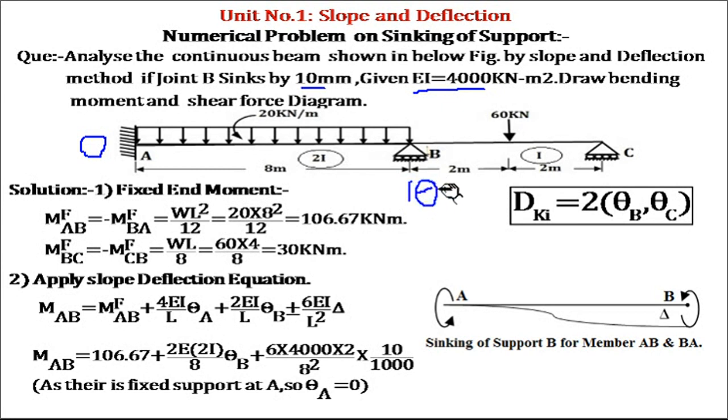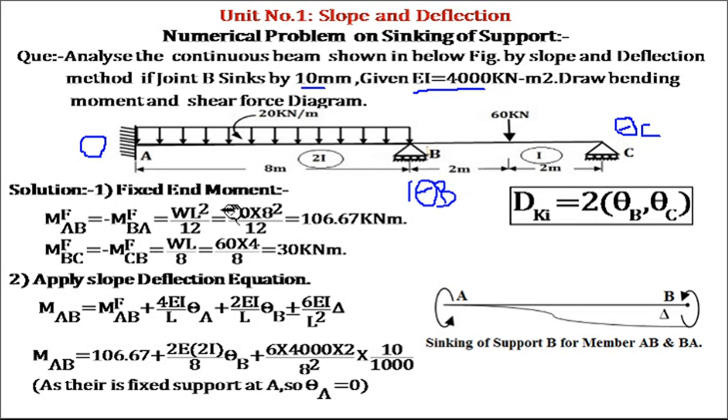At C, the degree of freedom will be 1, and that will be theta C. So for roller, we are neglecting the axial displacement, so the degree of freedom for the given beam will be 2, that is theta B and theta C. So degree of freedom is nothing but degree of kinematic indeterminacy. Next step is to find out the fixed moment.